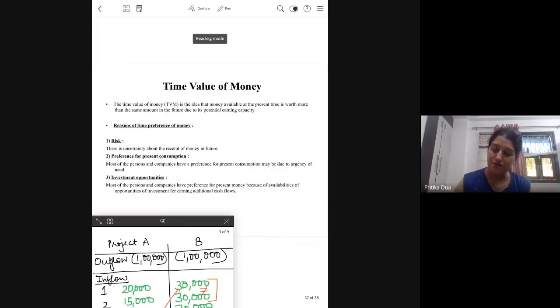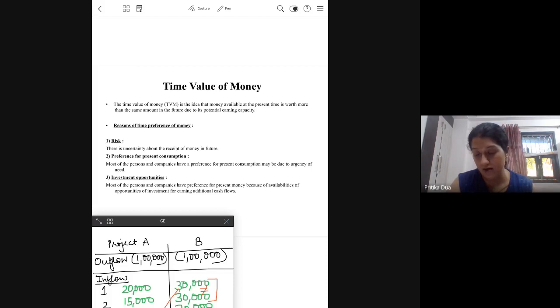Apart from the risk factor, what people prefer is preference for present consumption. So, abhi agar meri kuch say, God forbid, if there's any medical requirement and I need money for that, so aaj mujhe wo paisa chahiye, aap ek saal baad wo paisa return karoge, so then it wouldn't be of any use for me. Next is investment opportunity.